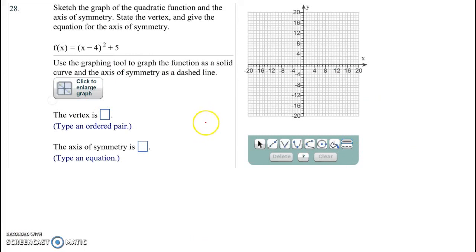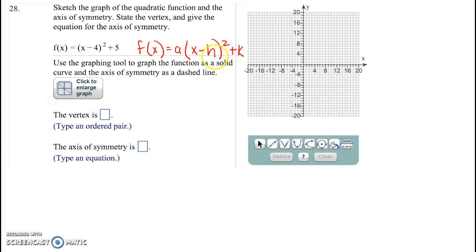Number 28, sketch the graph of the quadratic function and the axis of symmetry. State the vertex and give the equation for the axis of symmetry. Okay, we have f of x equals the quantity x minus 4 squared plus 5. This is in vertex form. Vertex form says f of x equals a, well, we don't have a coefficient of a here other than 1, times x minus h squared plus k.